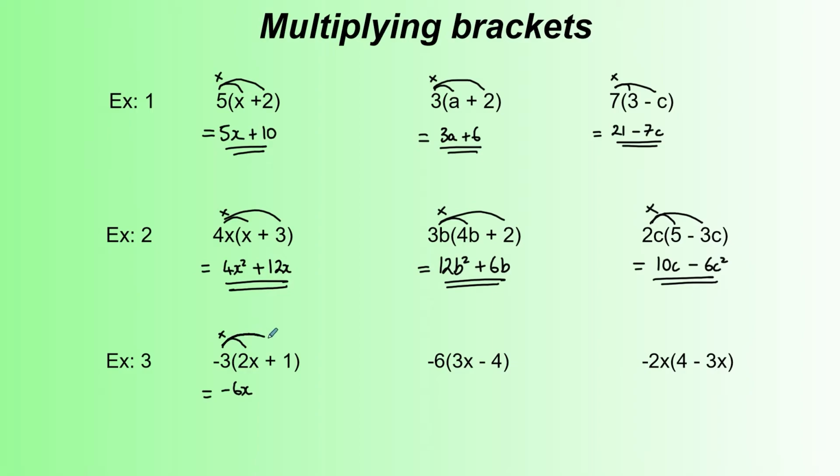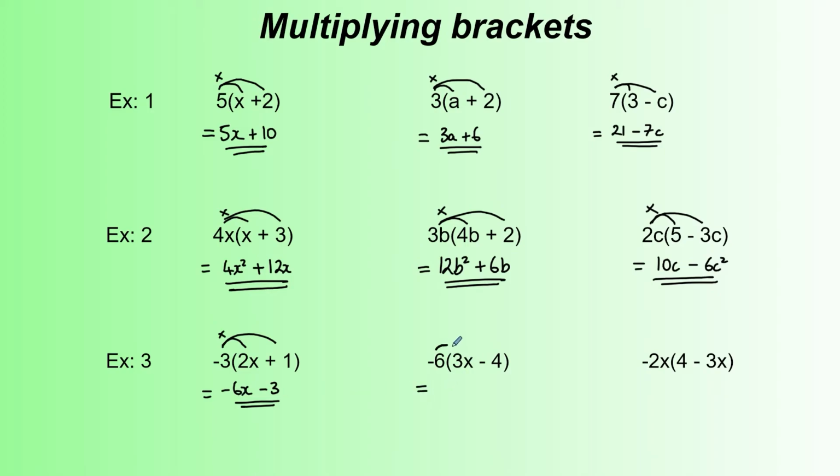And at the end, we're taking this whole term, including the sign because we're multiplying by a negative. So we're doing negative 3 multiplied by positive 1. Okay, that's a positive 1 term at the end there. And if you do a negative times a positive, again, you get a negative answer. So negative 3 times 1 is negative 3. So our final answer is negative 6x minus 3.